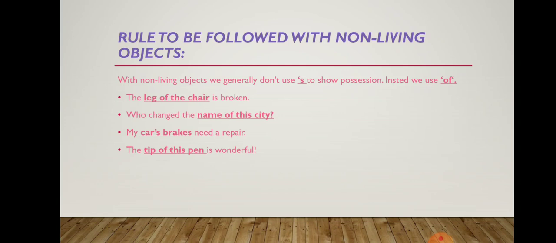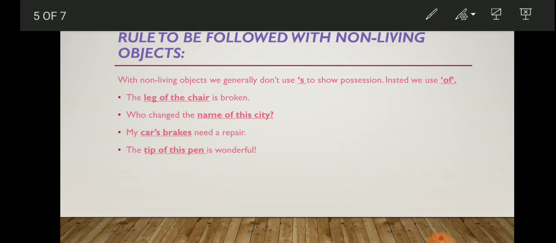Who changed the name of this city? This city's name would not be considered wrong, but what is appropriate is the name of the city, because city is a non-living thing. My car's brakes need a repair. The car's brakes I have written here, so it will be the brakes of my car need a repair. The tip of this pen, not this pen's tip, but tip of this pen. Here in this sentence I committed a mistake. I wrote my car's brakes. In spoken English it is correct, but please consider it as the brakes of my car.